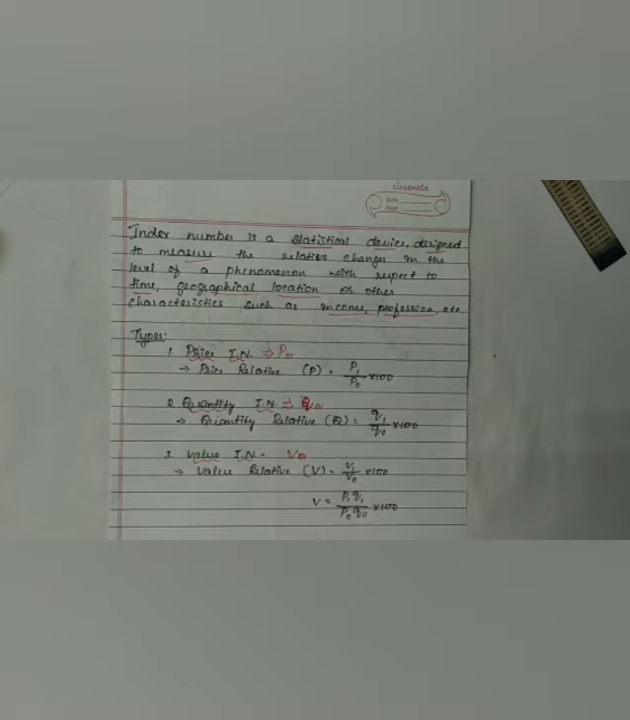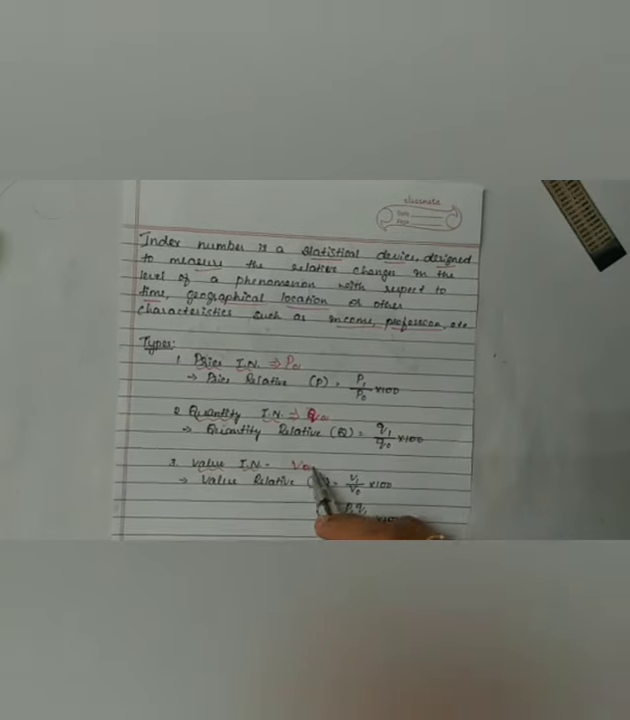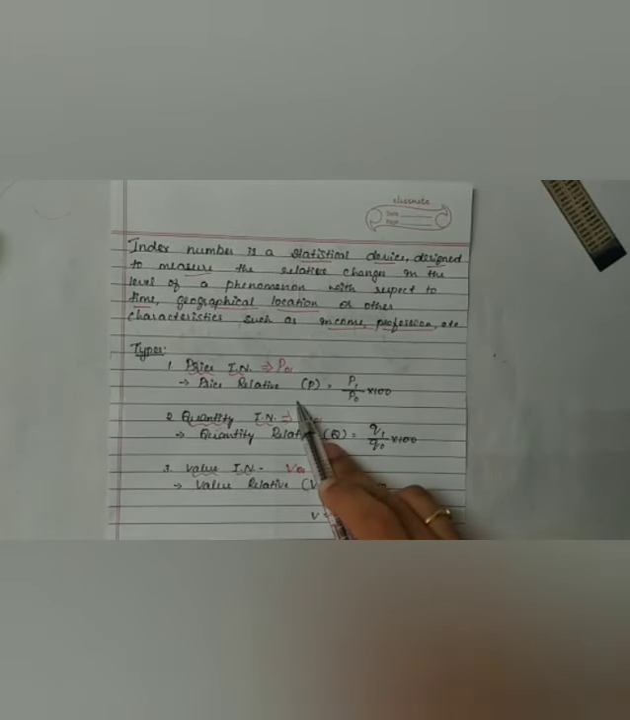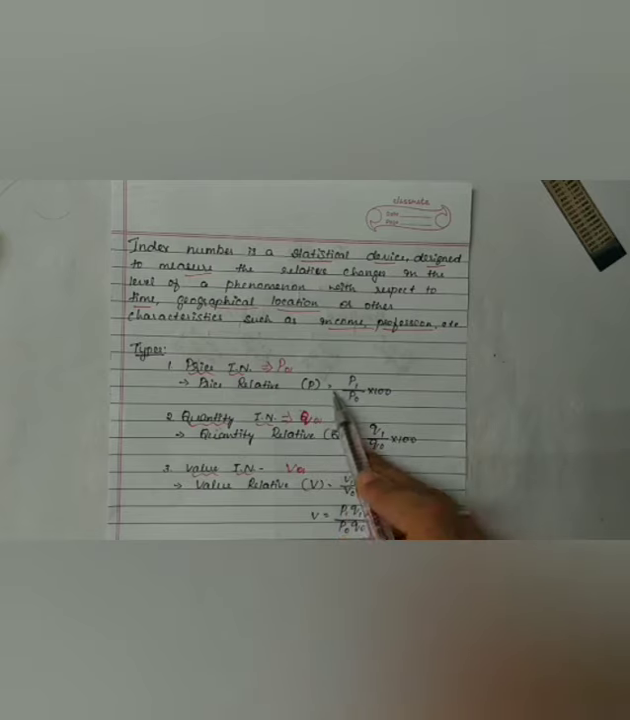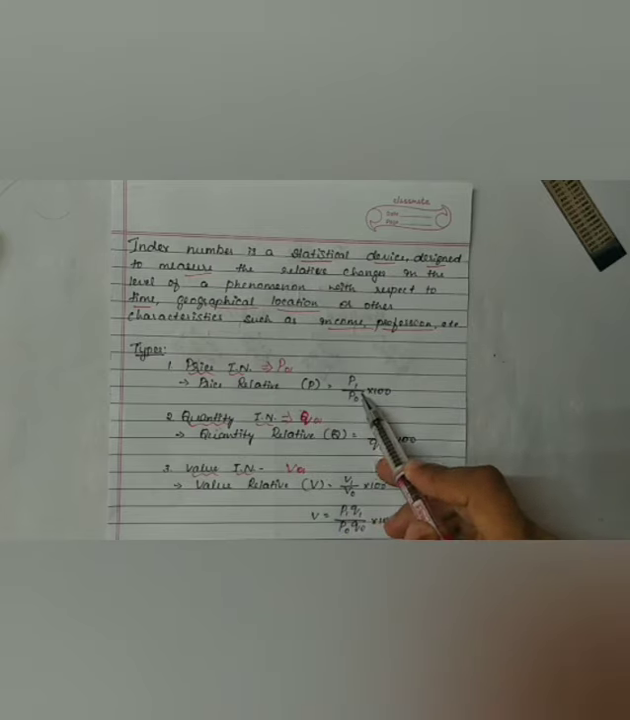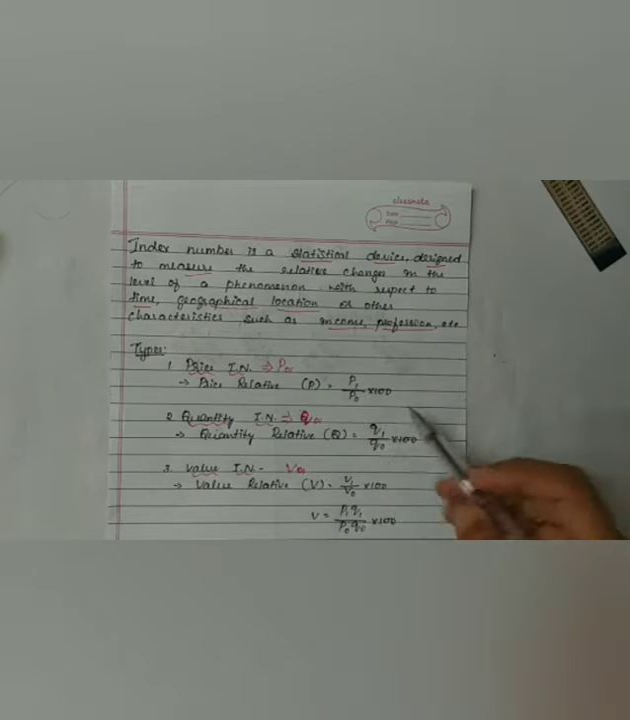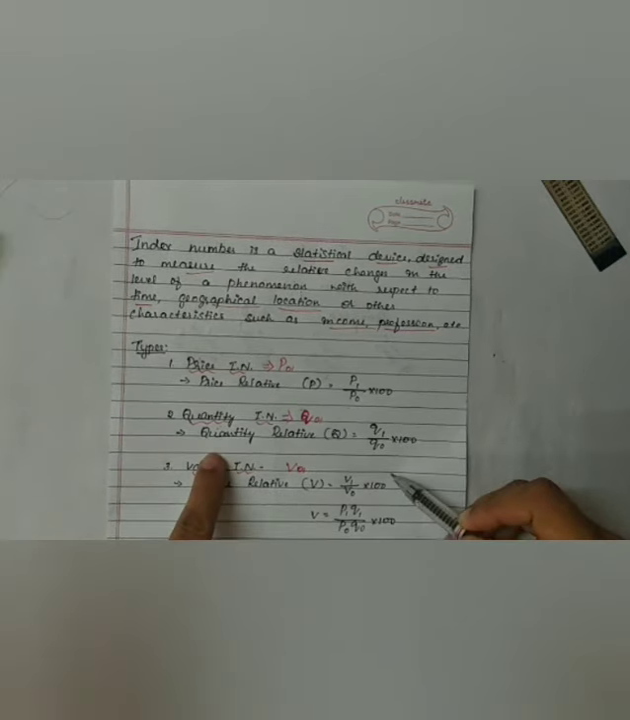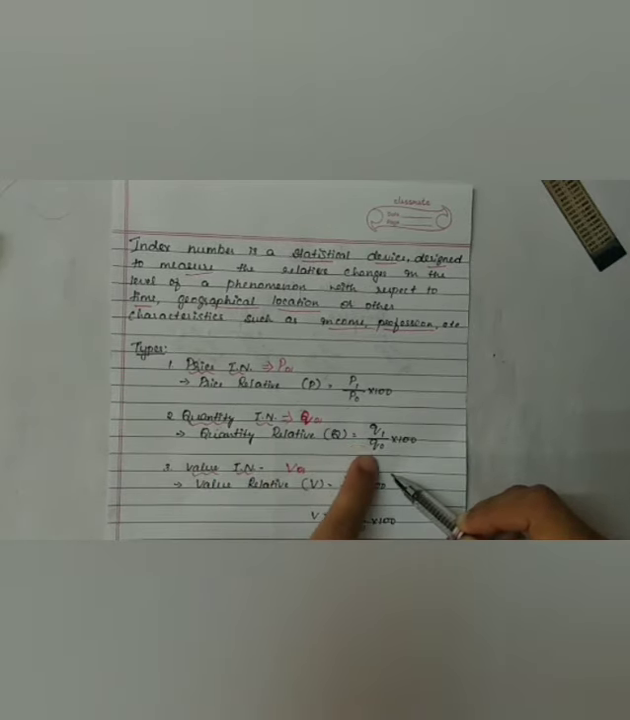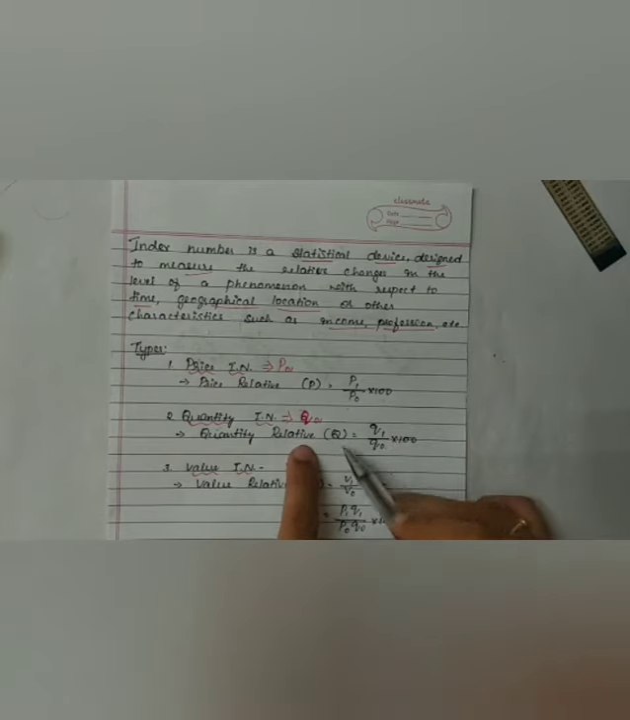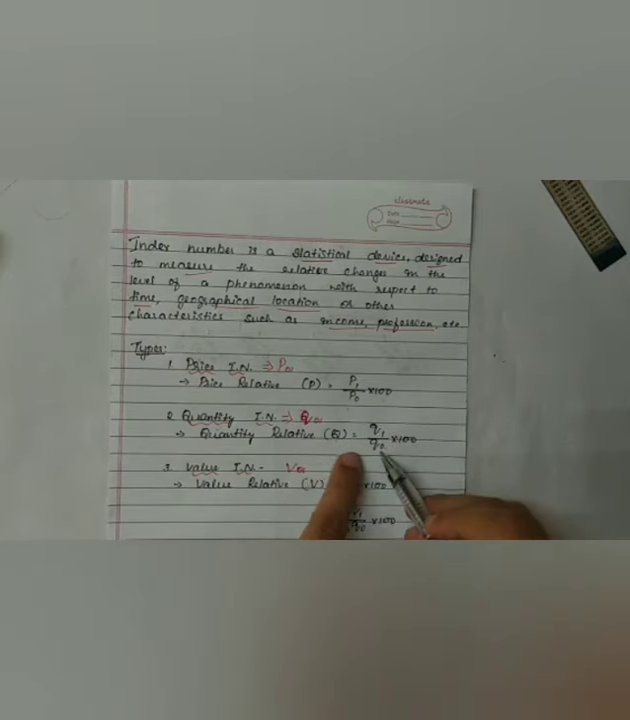First one is price index number, which is denoted by P01. Second is quantity index number, denoted by Q01, and value index number, denoted by V01. Okay, and price relative, that is capital P, it is P1 divided by P0 into 100. Same way it applies for quantity relative. Quantity relative will be capital Q, and its formula Q1 divided by Q0 into 100.